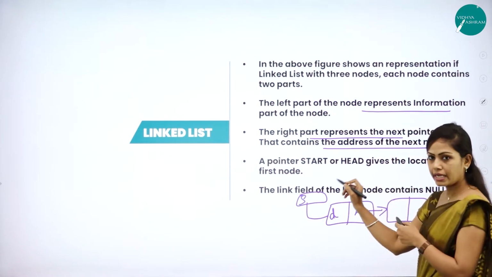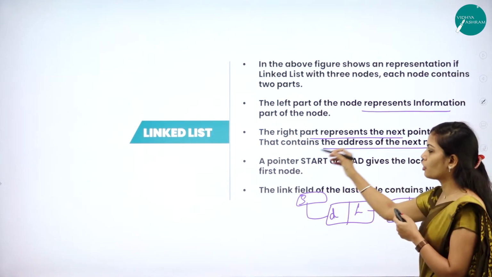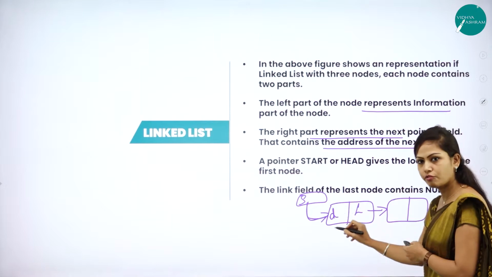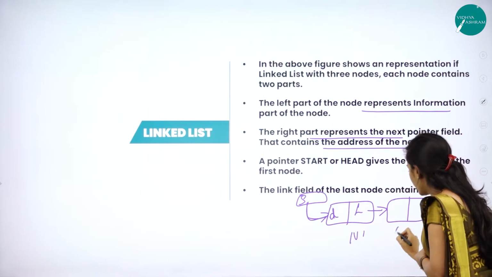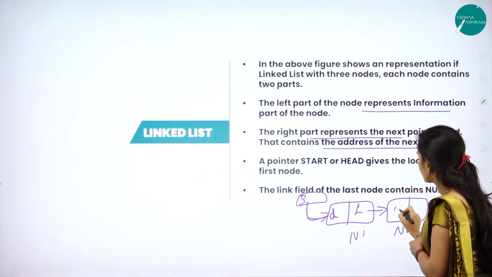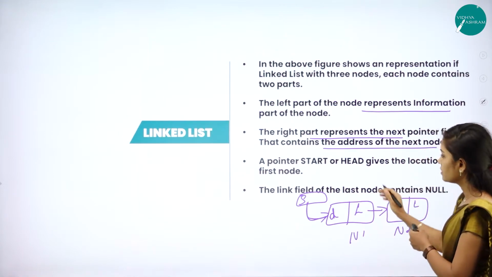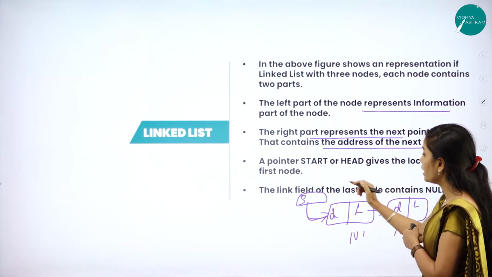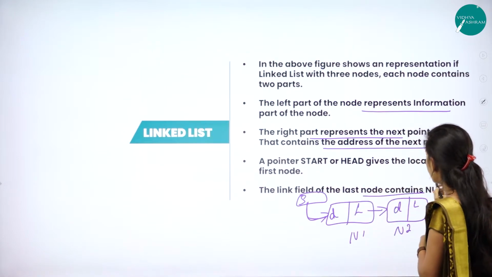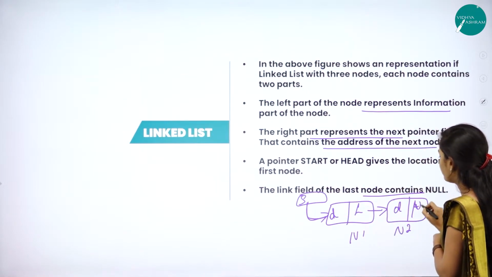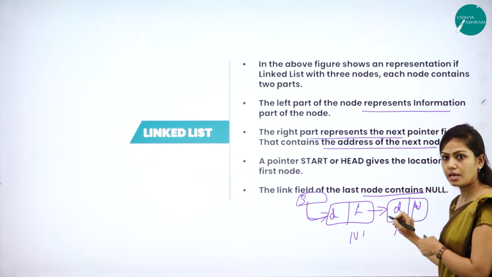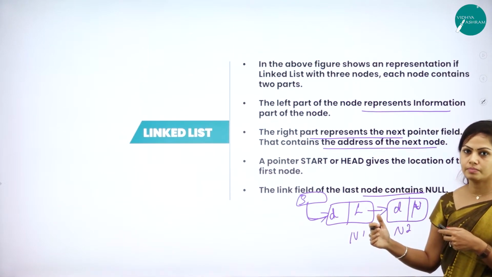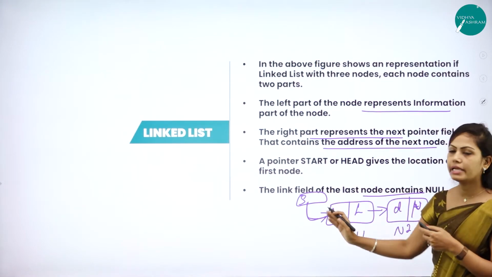Start or head gives the location of the first node. It gives the location of this first node. This is node 1 and this is node 2. This is data and this is link. The pointer start or head gives the location of the first node, and the link field of the last node contains null, because there is no extra element for connecting the pointer. So this is called a linked list.